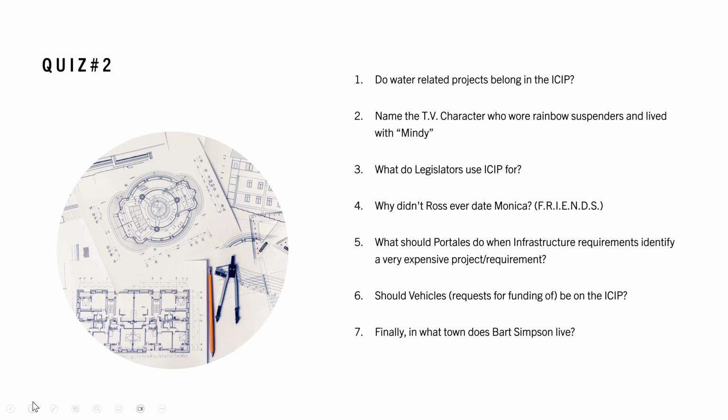What do legislators use the ICIP for? Well, it's a portal, right? It's a window. They look in and it's advertised. They see what we need, what we have listed as requirements. And that really goes for everybody. What do legislators look for? What do loan agencies who would fund us with loans look for? What do federal grantor organizations use it for? It's basically the same thing.